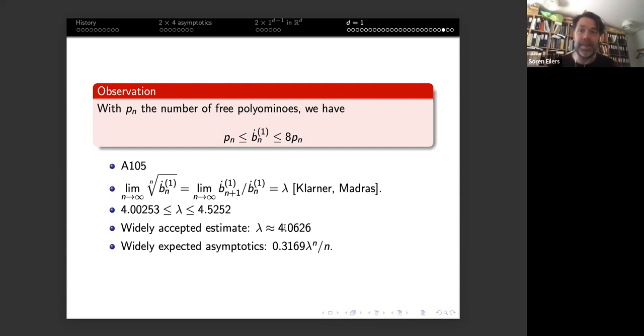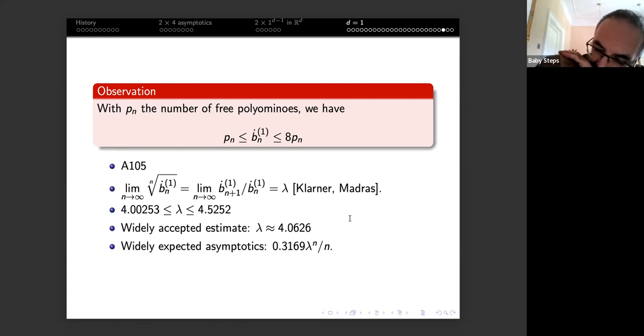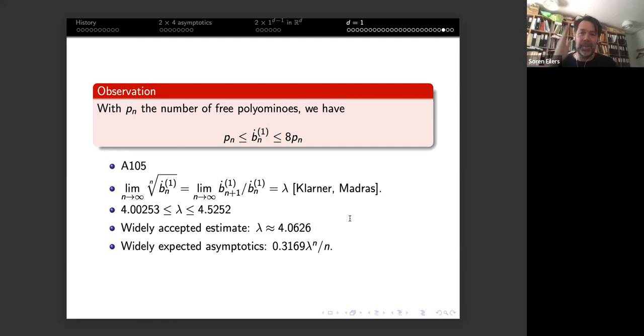And this is a big business, counting these things, and people have thought about this for decades. And you can see it's entry number 105 in the online encyclopedia of integer sequences. That makes it a very important entry. So it's one of the first things that we put in. We know that the nth root converges to the same as a quotient, and it's a famous constant, Klarner's constant, called lambda. People have worked really, really hard on estimating it, and it took like 25 years to figure out if it was starting with a 3 or starting with a 4. We only know this for a couple of years.